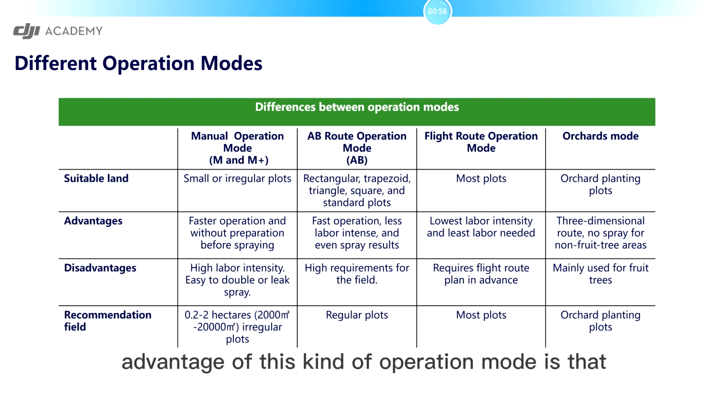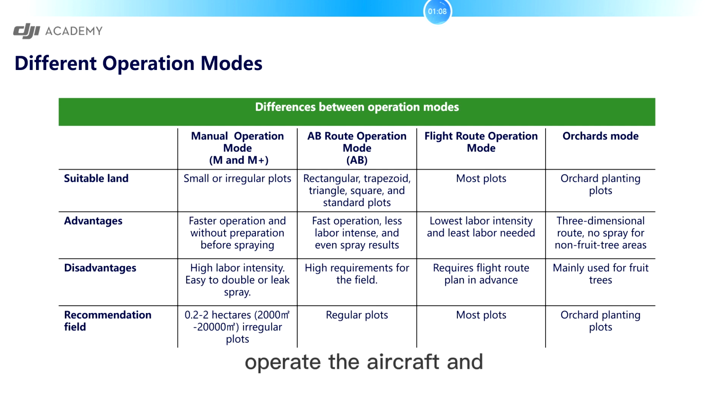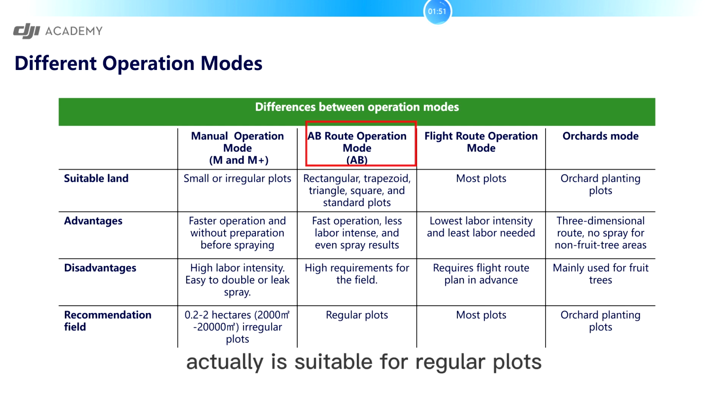The advantage of this kind of operation mode is that you don't have to prepare too much, but just operate the aircraft and spray directly. And also you could control its direction and fly to anywhere you like. But the disadvantage is that you need to have a rich experience about operating the aircraft, or it may double or leak spray sometimes.